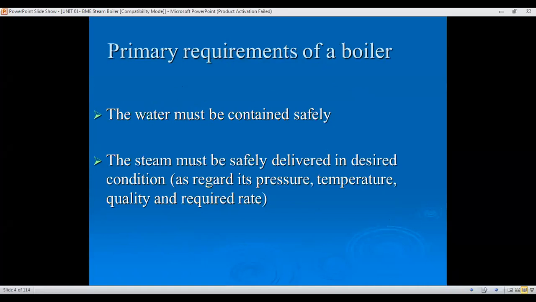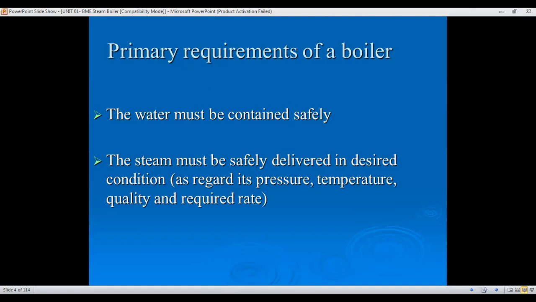So what are the primary requirements of a boiler? The water must be contained safely, which means we have to store water safely. The steam must be safely delivered in the desired condition as required: its pressure, temperature, quality, and required rate. So the steam must be delivered in the desired condition.